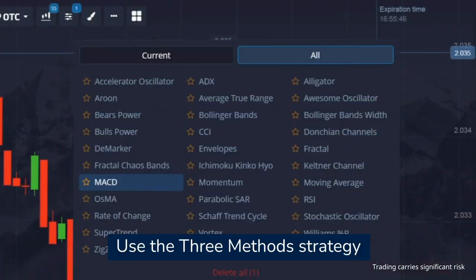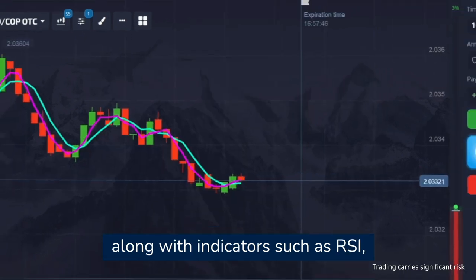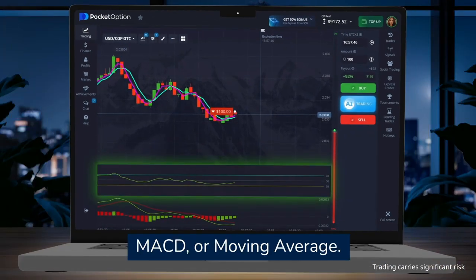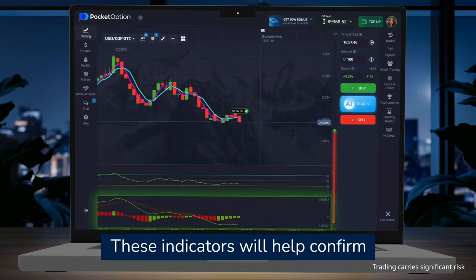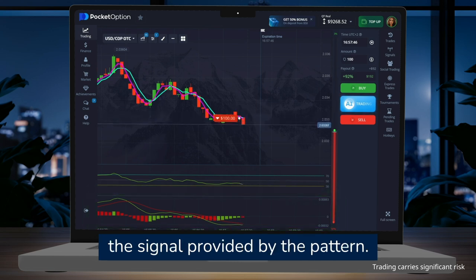Use the three-method strategy along with indicators such as RSI, MACD, or moving average. These indicators will help confirm the signal provided by the pattern.